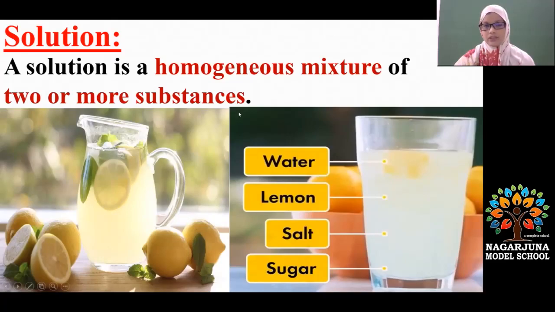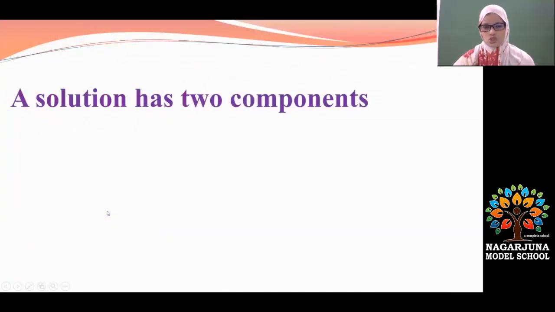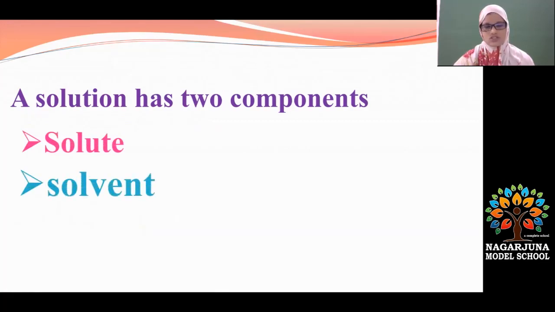Children, repeat along with me. A solution is a homogeneous mixture of two or more substances. So children, do you know that a solution has two components? One is solute and the other one is solvent. Let's check them one by one.